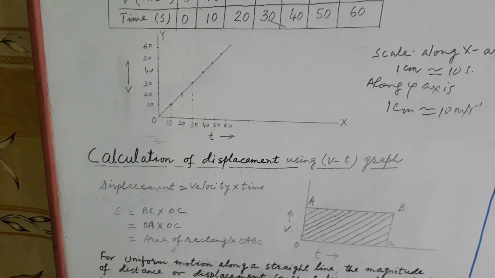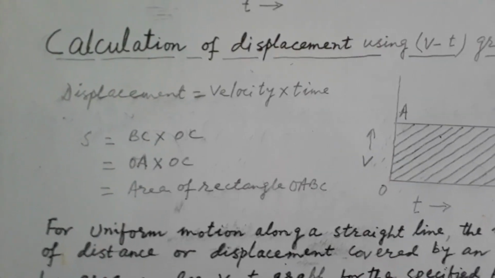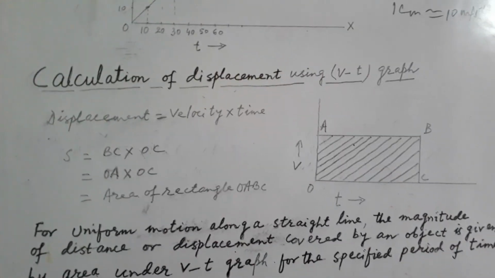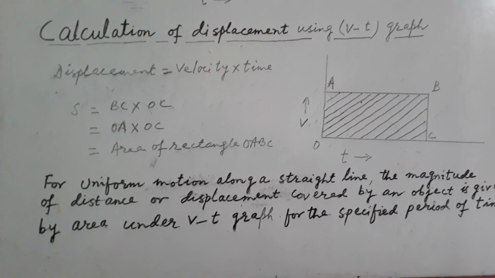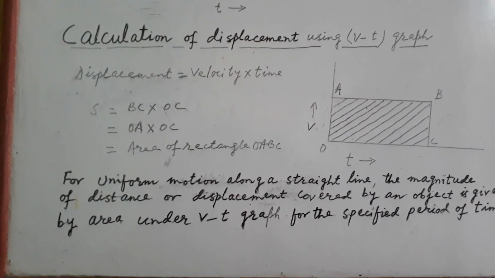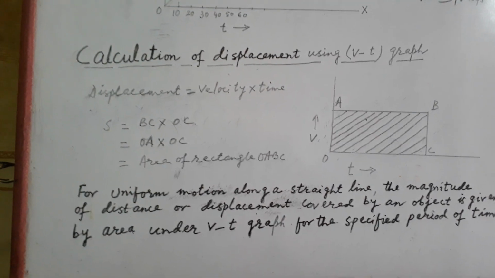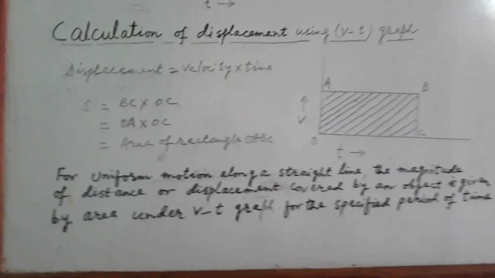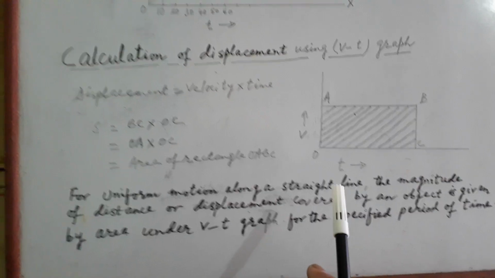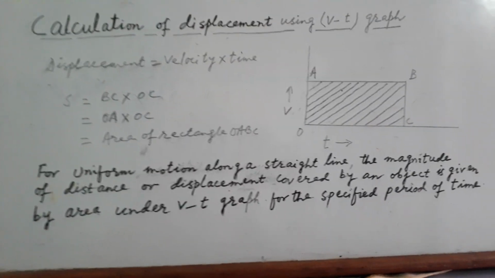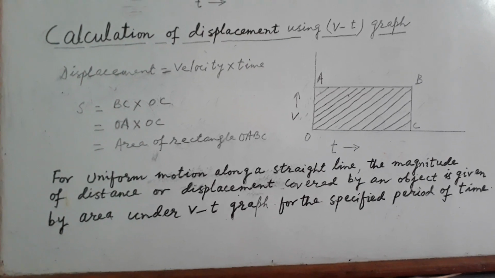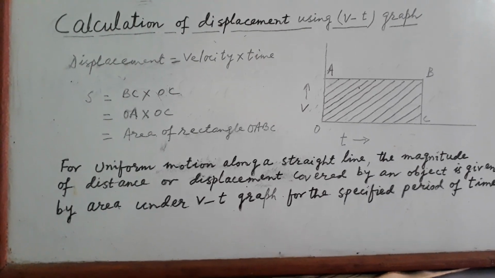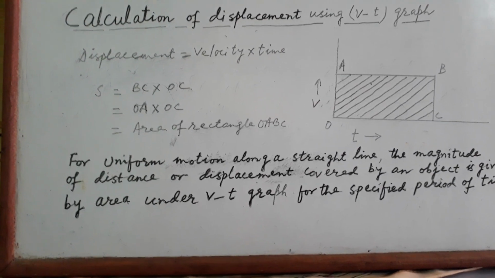Now calculation of displacement using VT graph. How can we calculate the displacement using VT graph? So look at the graph. This line AB represents the constant velocity, and we know that displacement equal to velocity into time. So the total time we can consider over here like OC. OC is the total time, and in total time the velocity of the body is CB, and CB is equal to OA because these two lines are parallel.